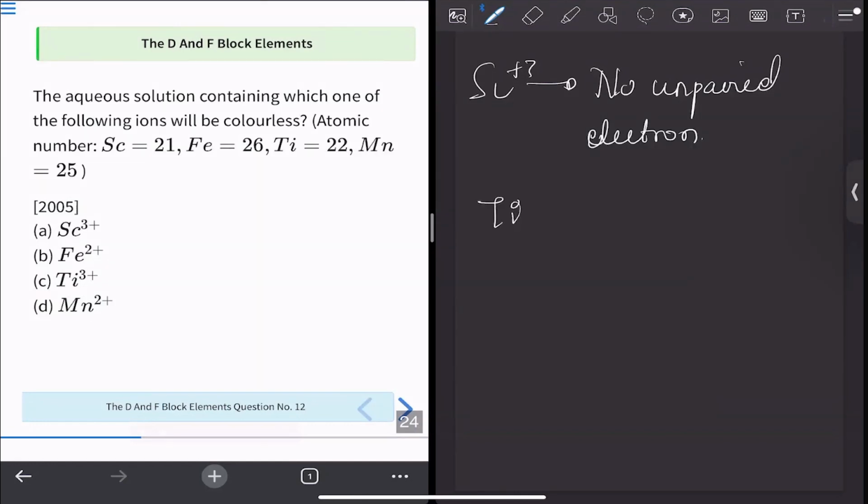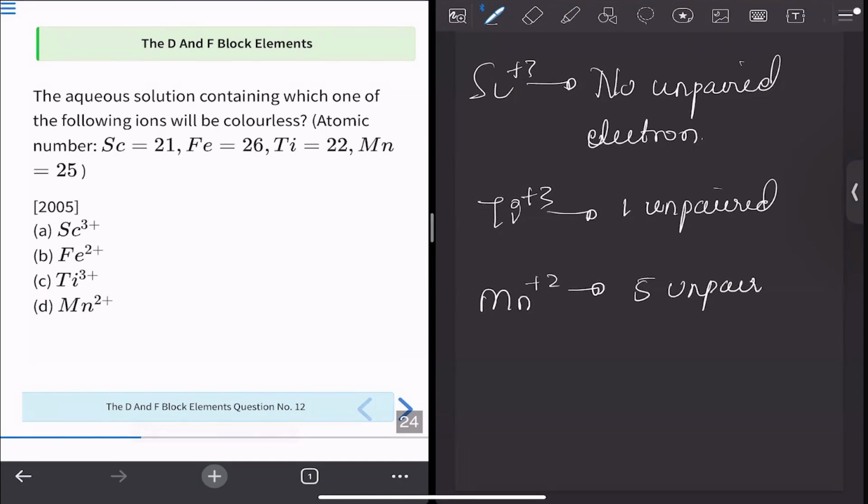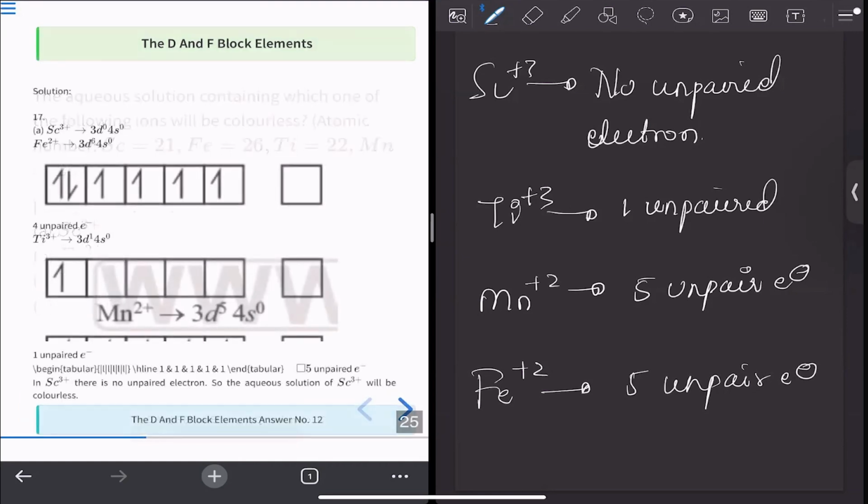For Ti plus 3, we know that titanium plus 3 has one unpaired electron. Manganese plus 2 has 5 unpaired electrons, and Fe plus 2 will have 5 unpaired electrons. So in Sc plus 3, there is no unpaired electron, so there will be no color. Sc plus 3 is the answer. So the aqueous solution of Sc plus 3 has no unpaired electron, so it is the answer.